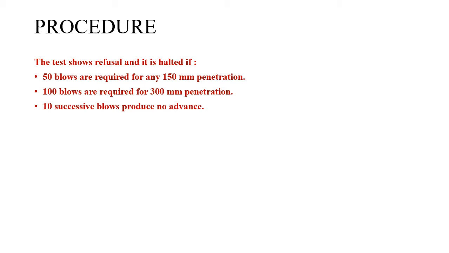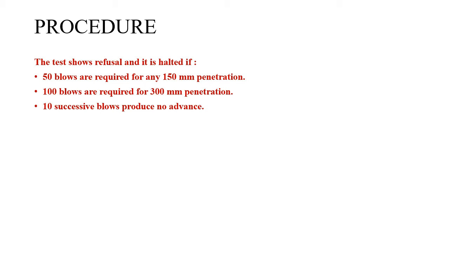Now, there should be some way to know that we cannot proceed with this test, right? So we should know when the refusal from the soil is coming. Basically, these are the three criteria that we follow to understand that we have to halt the test, or stop the test.